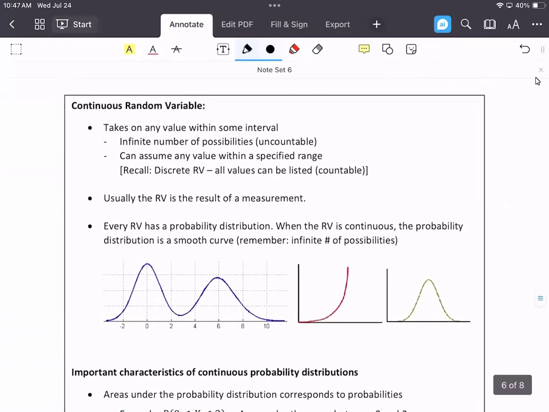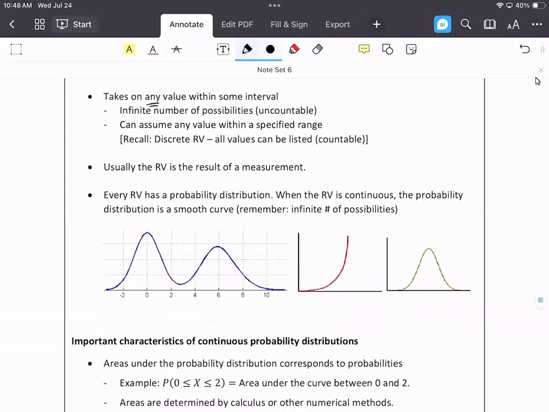Now, continuous random variables take on any value in some interval. There's an infinite number of possibilities. They're uncountable. So we can assume any value within a specified range. Remember that for discrete random variables, all the values are listed, they're countable. We can actually enumerate, in other words, write them all out. Usually a continuous random variable is the result of a measurement, not always, but frequently it is. Every random variable has a probability distribution. When the random variable is continuous, the probability distribution is a smooth curve, because remember, there's an infinite number of possibilities. And here are some examples.